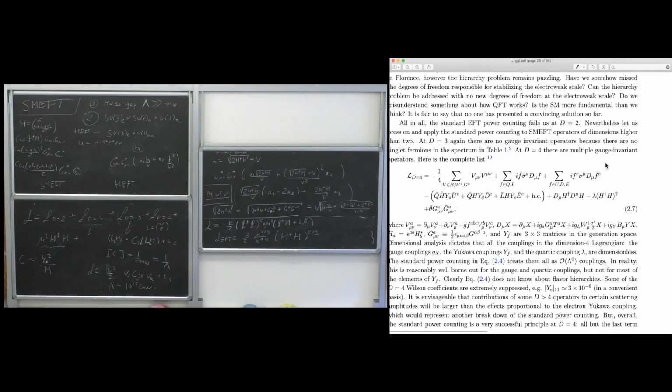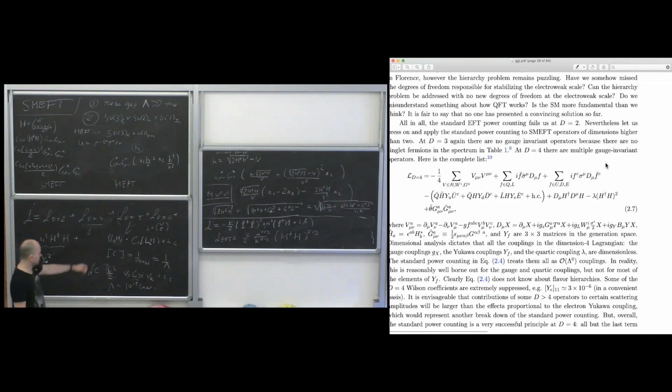this is quite natural because this dimension 5 operator is quite special because it violates lepton number. Lepton number is an accidental symmetry of the lower, d equals 2 and d equals 4, terms, because you cannot write any interaction at this level that violates lepton number. The first interaction violating lepton number appears at d equals 5. But it's possible that you have new physics that is much lighter than 10 to 15 GeV, but it doesn't violate lepton number either, accidentally or for some deeper reasons.